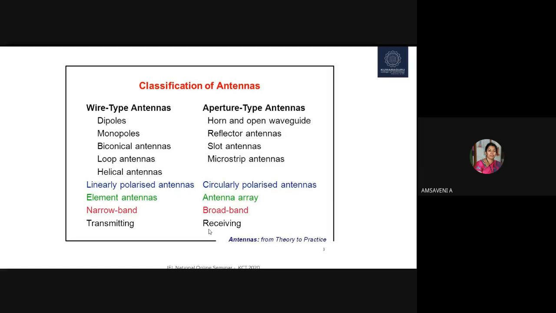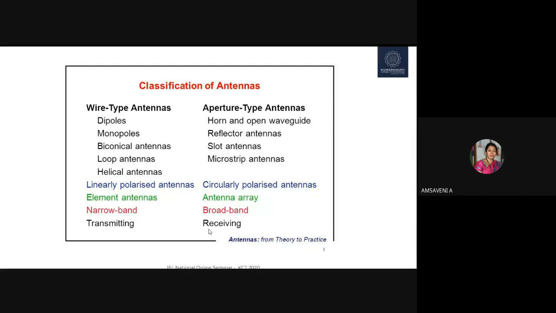And then we will quickly go through the various types of antennas. Then we will see the design concept. Actually, you can classify antennas into two major categories: wire type antennas or aperture type antennas. Under wire type, we have dipoles, monopoles, biconical antennas, loop antennas, helical antenna, rhombic antenna, then log periodic antenna, and so on. Under aperture type, we have horn antenna, parabolic reflector, slot antenna, microstrip antenna.